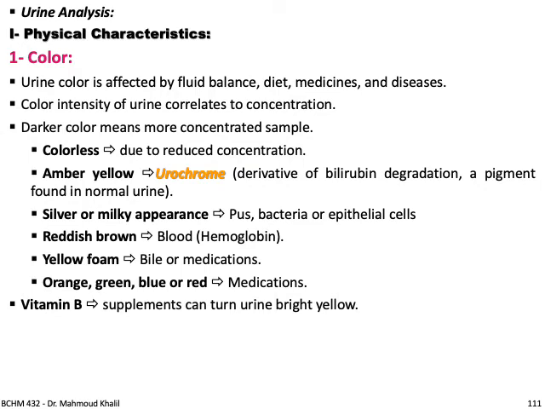If it's silver or milky in appearance, that means there is pus, bacteria, or epithelial cells in the urine. Reddish brown, blood in the urine. Yellow foam, bile or medication in the urine. Orange, green, blue, or red, medications. Vitamin B supplements can turn urine bright yellow.